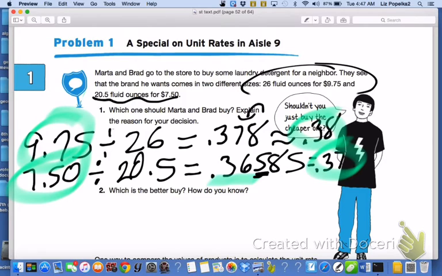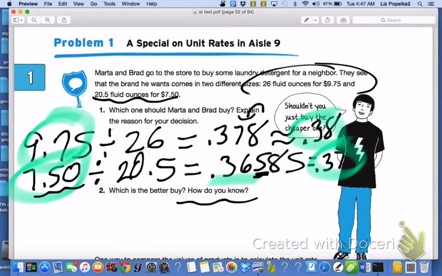So for which is the better buy, remember that right now I said you don't necessarily have to have the most mathy reason like I did. I personally would write that the $7.50 one was cheaper because it's 37 cents an ounce. But you might remember how to do that from 6th grade. If you don't, have no fear. As long as you justified your reason, how do you know, you're okay for right now.